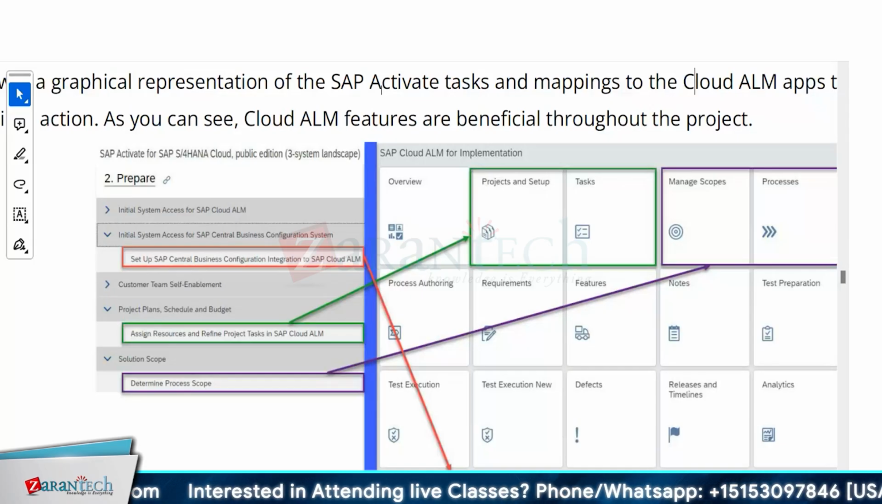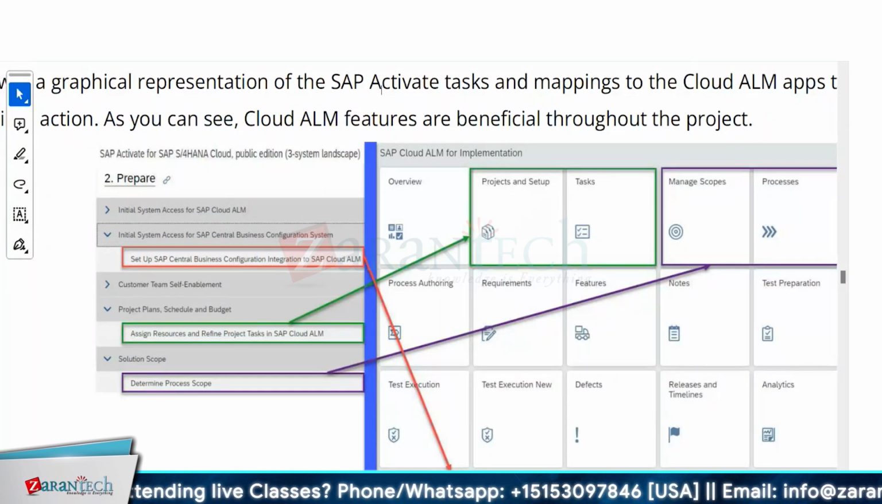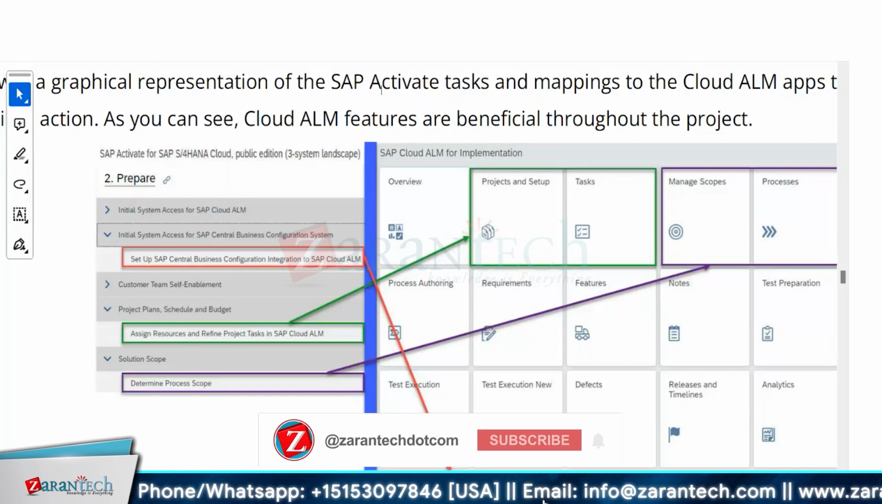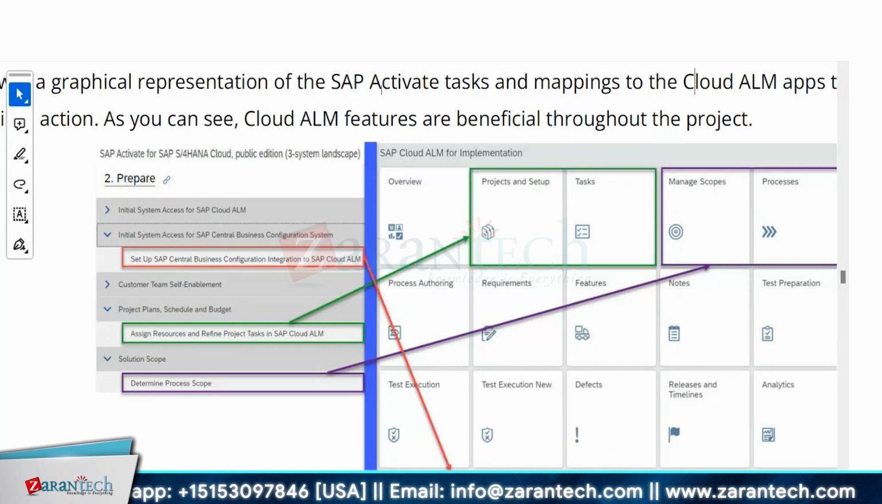In Cloud ALM, assigned resource is like creating the team, right? So it is mapped to that project and setup, right? And then if you create a task, the task will be in the task, right? So it is correlated. It's not like they have just haphazardly put everything in. Okay, then you know it is integrated. Maybe somewhere it's a direct relation, maybe somewhere it's a loosely coupled relation, but there is a relation, right?